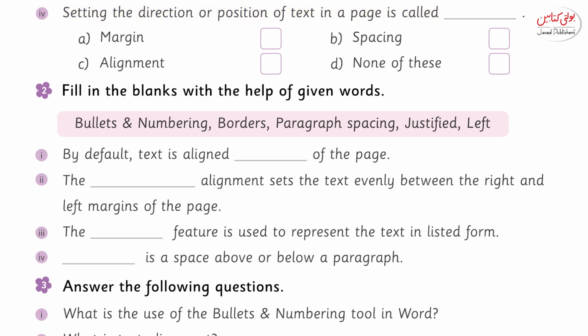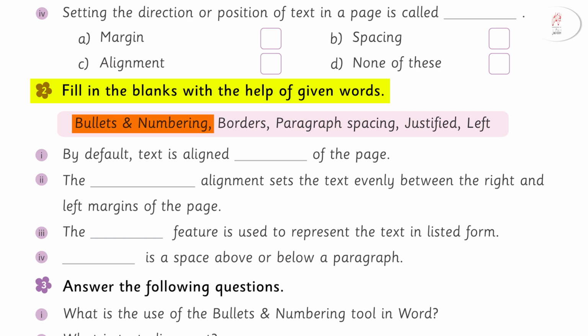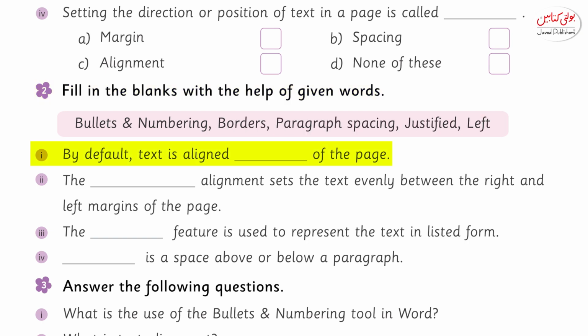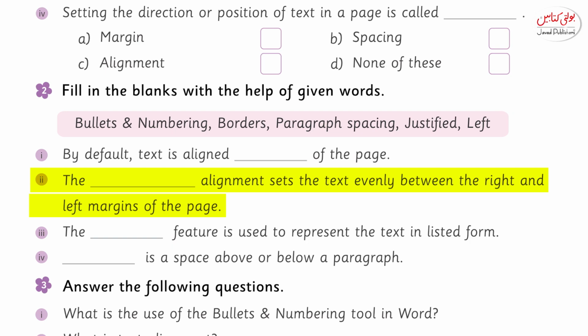Our next question is fill in the blanks with the help of given words. And the given words are bullets and numbering, borders, paragraph spacing, justified and left. By default, text is aligned left of the page. The dash alignments sets the text evenly between the right and left margins of the page.